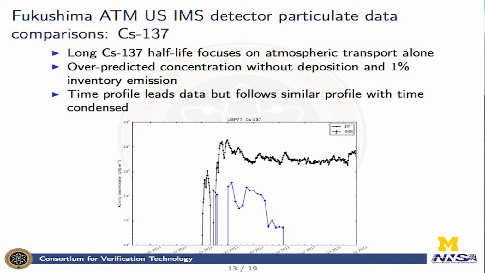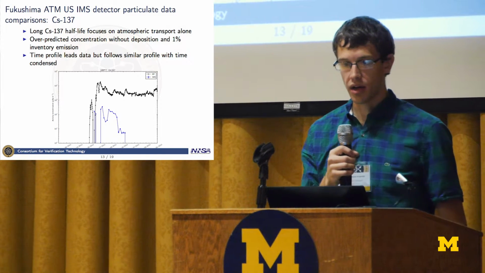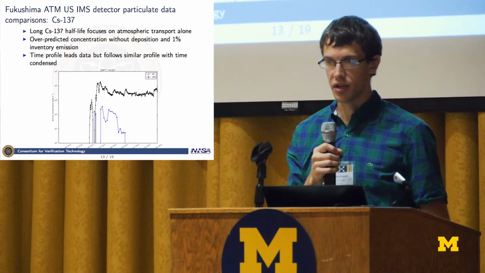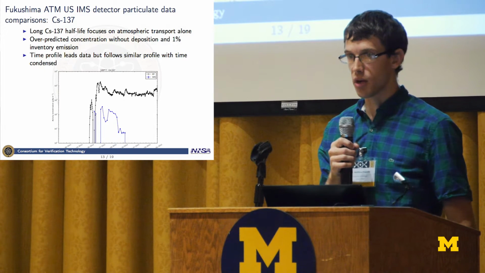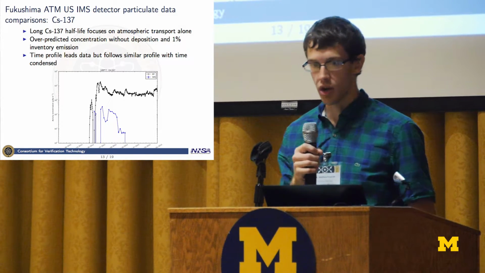Then we also looked at some particulate data, and in particular looked at cesium-137, which is what we also get from our IMS station data. Now, the long half-life of cesium allows us to focus mostly on the atmospheric transport capabilities of the codes and not on our radioactive decay. And you can see here in the black we're over-predicting what the magnitude of the concentration is, and this is assuming a 1% release from our reactor inventories, which is fairly small.